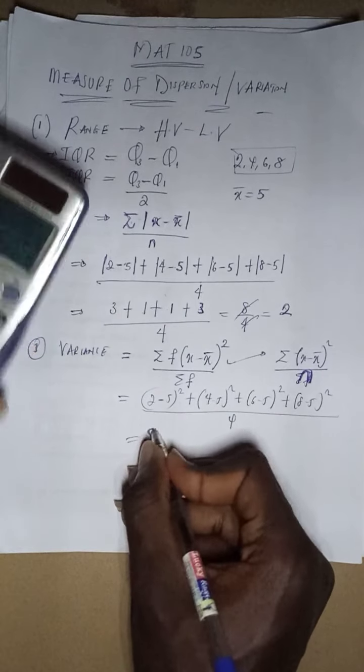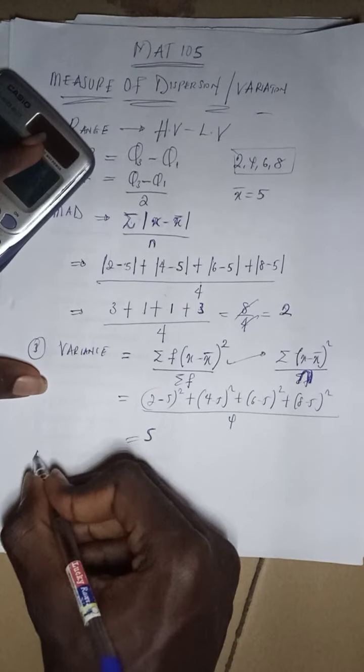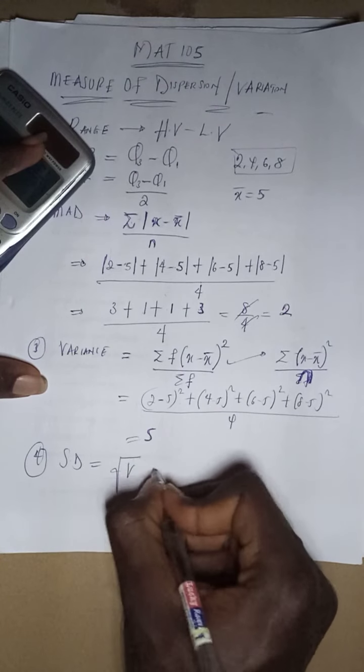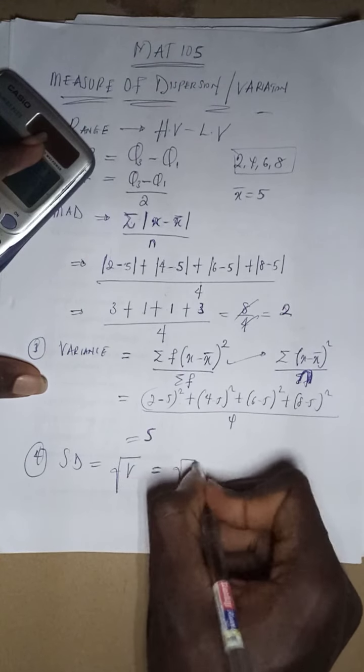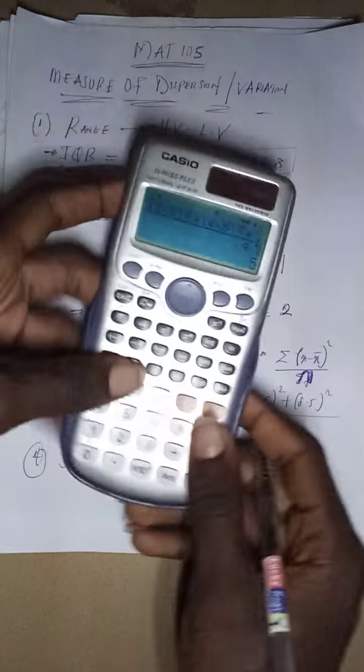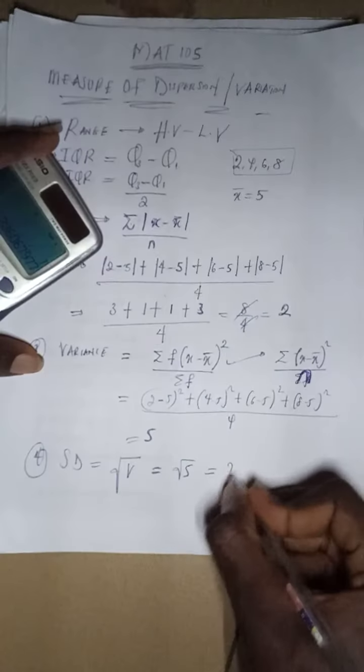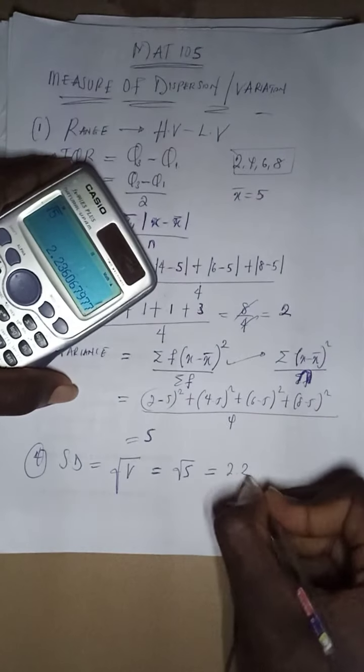It is 5. Now since the variance is 5, how do you find the standard deviation? Take note, standard deviation is always the square root of variance. That's all. So the square root of what? Square root of 5, and that's 2.2 something, 2.23 or so. Square root of 5 is what? It is 2.24. As you can see, that's 2.24.